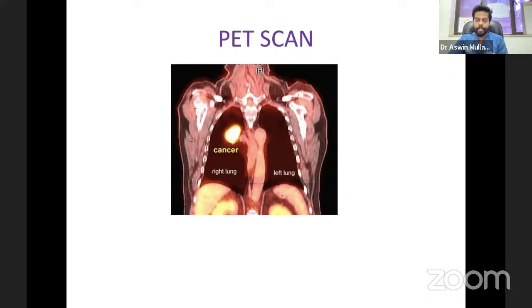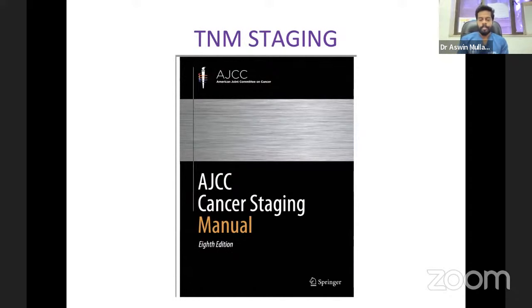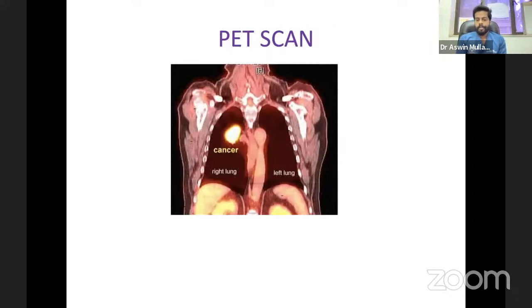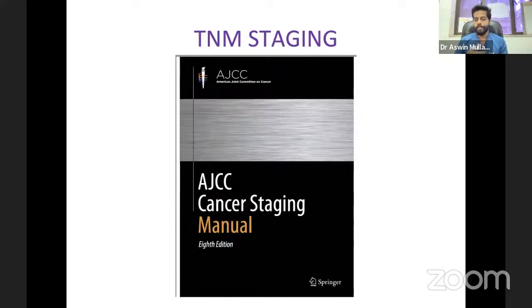So PET incorporated with CT will give the exact anatomical location. So already our diagnosis and our investigation, everything is established. Now what we have to do is go for staging. We have to stage the disease. Further, we have to manage the disease.